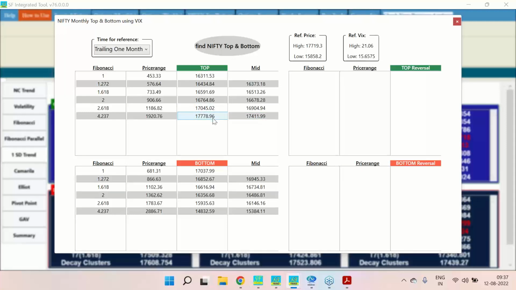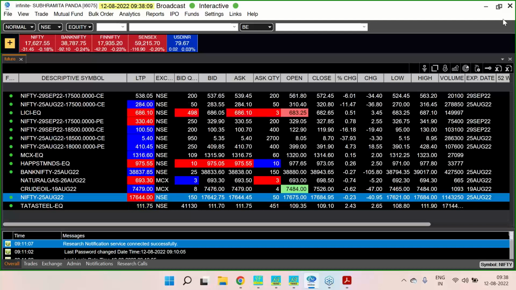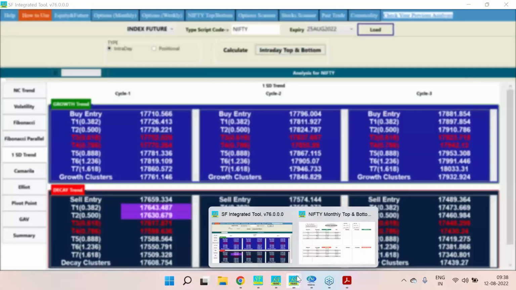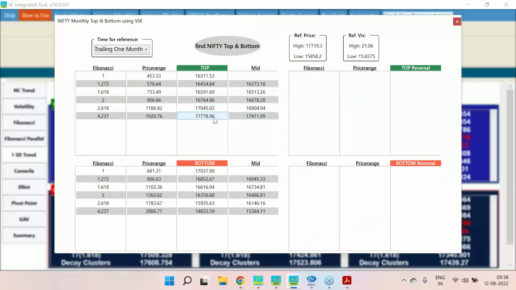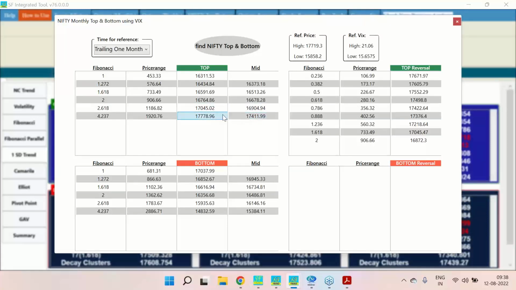It is recommending the top at 17,778.96, which is 17,779. Now Nifty is around 17,642. So this is the monthly top, 17,779. We have not achieved it. From here reversals are expected, and if they happen, they can go till 17,500.